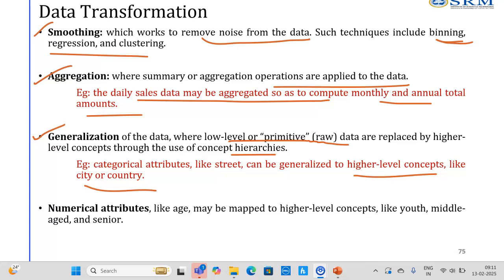So attributes which are at the lower level can be replaced with higher level concepts such as city or country. For example, a street can be replaced with a higher level hierarchy such as city. For example, you can have a numerical attribute like age, where this age can be mapped to 3 higher level concepts like youth, middle age and senior. So these are the 3 methods that we have seen now for data transformation.